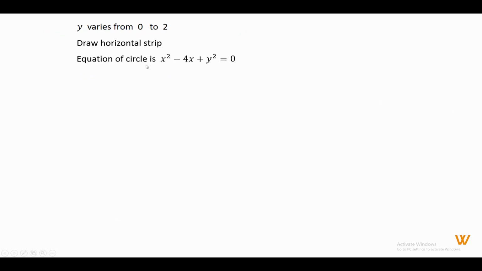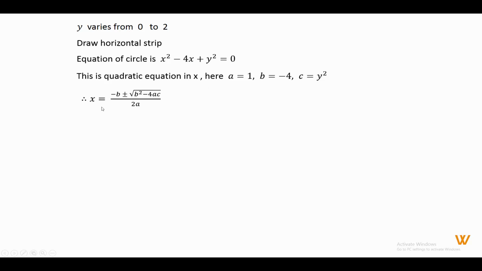So for that, consider the equation of the circle: x square minus 4x plus y square equal to 0. This is a quadratic equation in x. So write down a, b, c here. A, the coefficient of x square, is 1. B, the coefficient of x, is minus 4, and c, the constant term, is y square. We know the formula x equals minus b plus or minus square root of b square minus 4ac, upon 2a. Put all the values of a, b, c here and simplify.